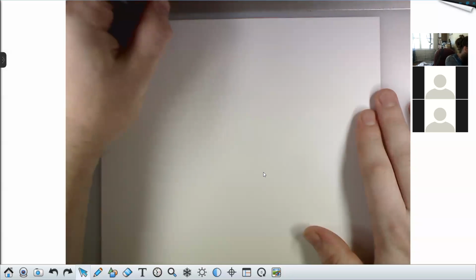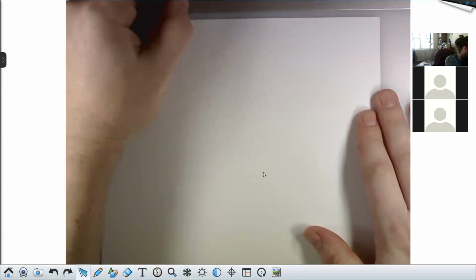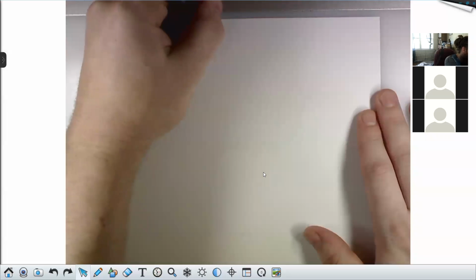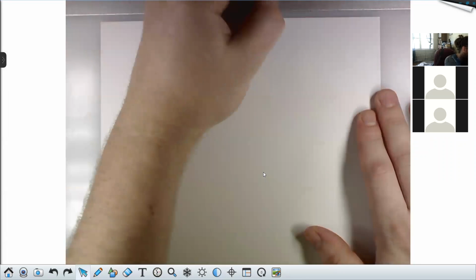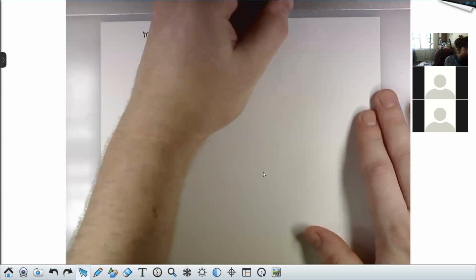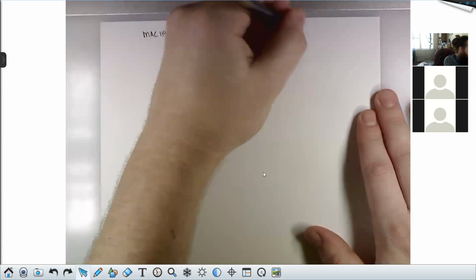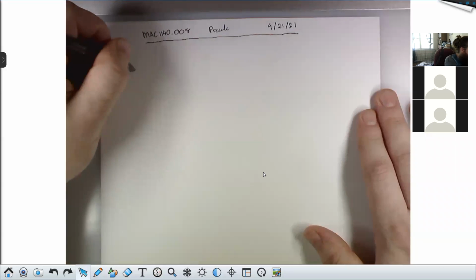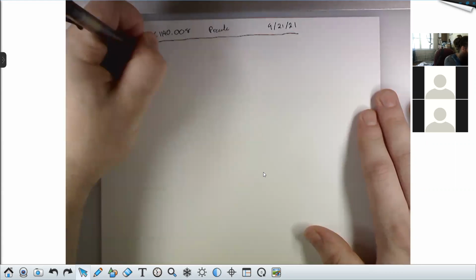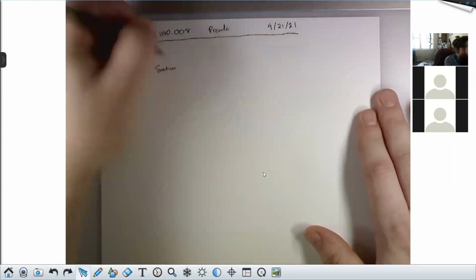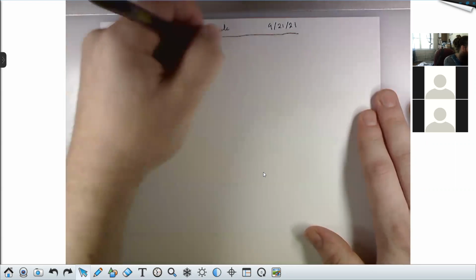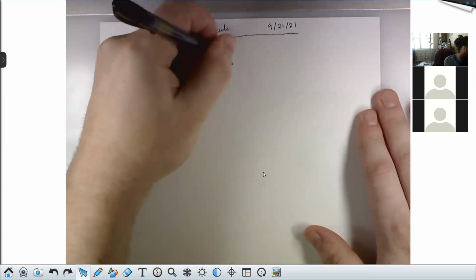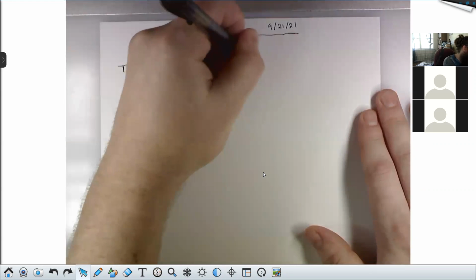This is MAC1140, section number is 008, that is pre-calculus. And today is the 21st. Today we're talking about section 2.8, which is on inverse functions.